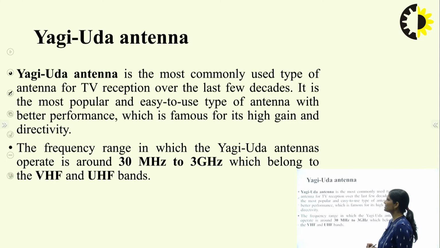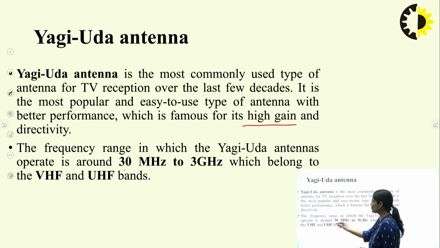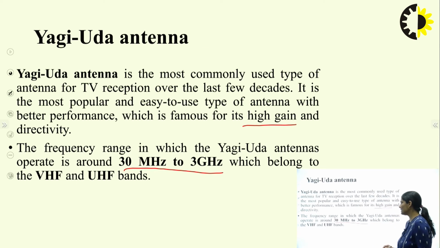Now the third one is the Yagi-Uda antenna. The Yagi-Uda antenna is the most commonly used type of antenna for TV reception over the last few decades. It is a popular and easy to use type of antenna which has better performance, high gain and directivity, and it operates in the range of 30 megahertz to 3 gigahertz, which belongs to the very high frequency and ultra high frequency bands.